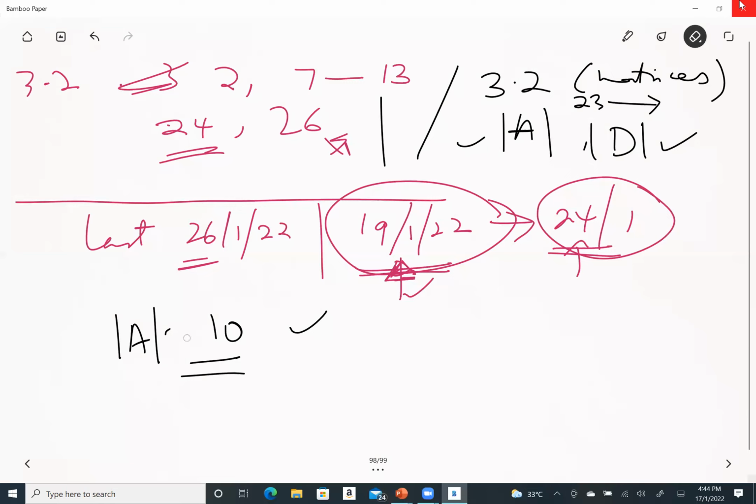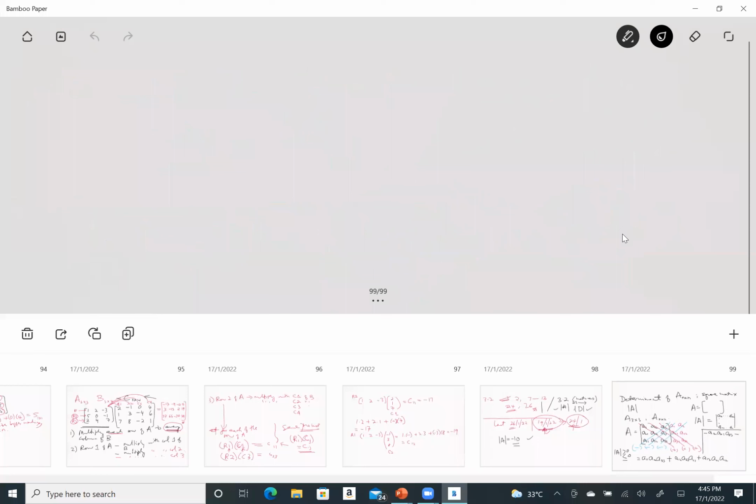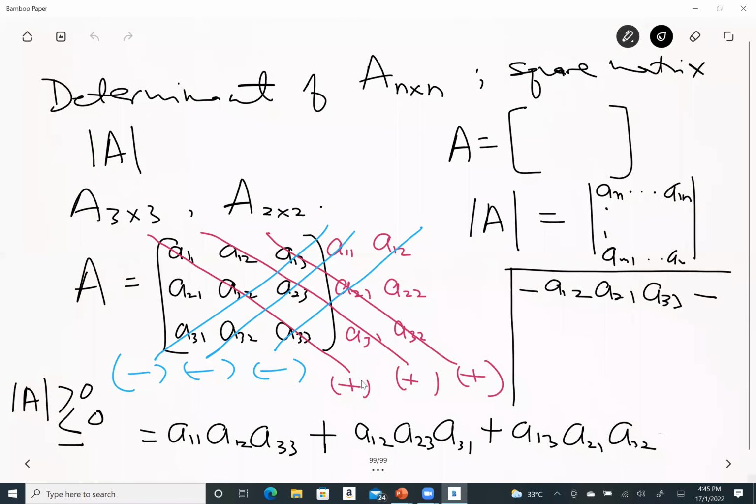What about other people? You don't do it? Okay, if you don't do it now, or do you have a problem? Don't you understand how to get the determinant? Use that formula. Okay, you add, and then you subtract.